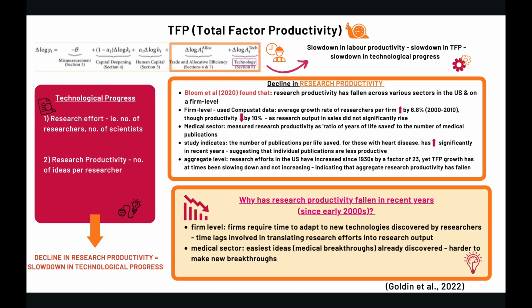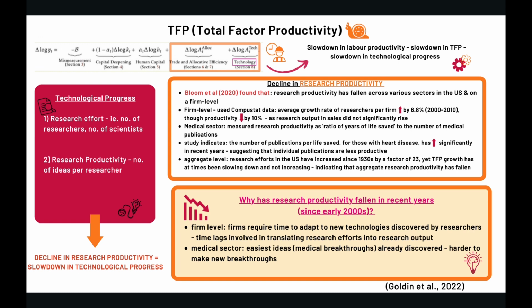Their research indicates that research productivity has fallen across various sectors of the US economy. On a firm level, they used time series data from Compustat on publicly listed US firms and found that the average growth rate of researchers per firm increased by 6.8% between the years 2000 and 2010, though productivity fell by 10% during the same timeframe. This is as research output did not substantially increase despite the increasing number of researchers.